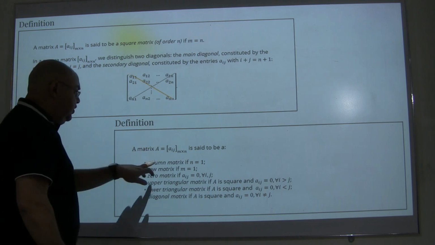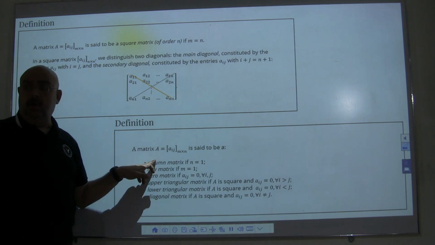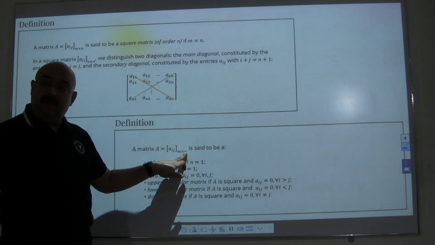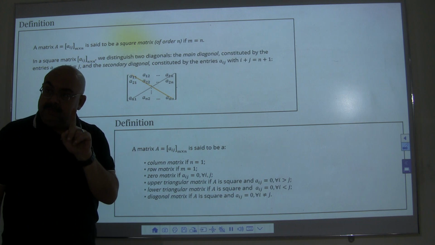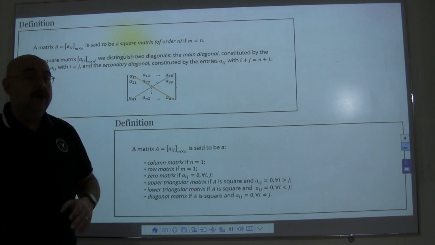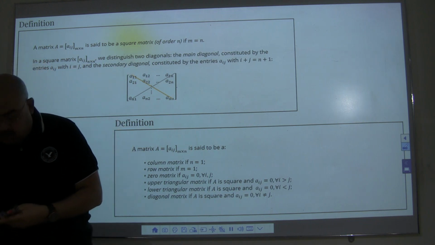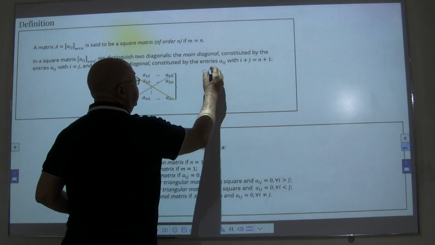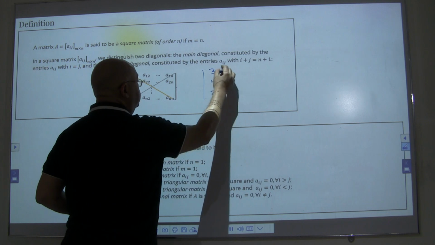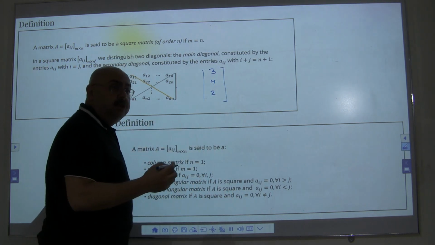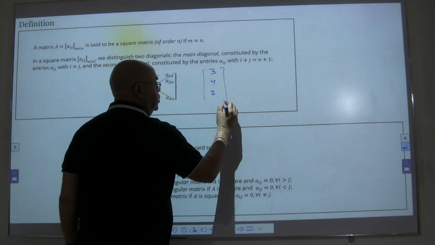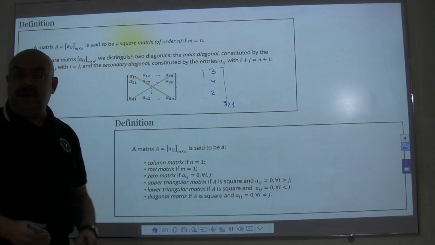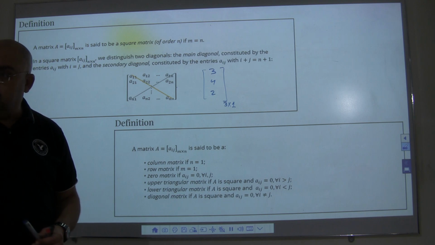Remember, the column matrices are all the matrices where the number of columns is equal to 1, which means you will have many rows, but only 1 column. This one is going to be like, if we say 3, 4, 2, can anyone give me the dimension of this matrix? Any suggestions? 3 times 1. So it's 3 rows, 1 column.